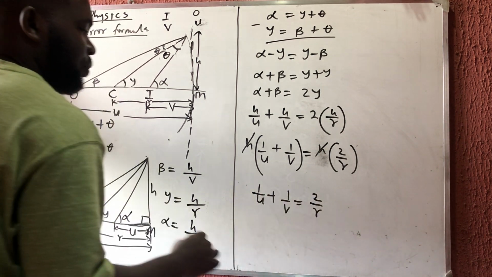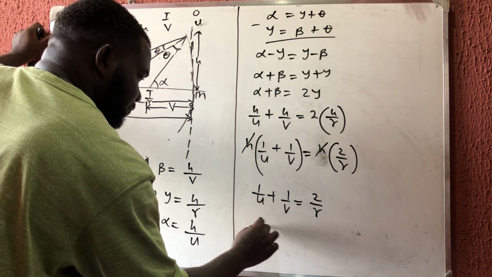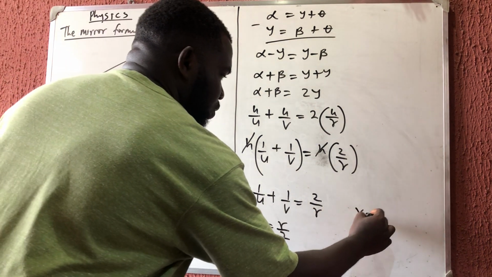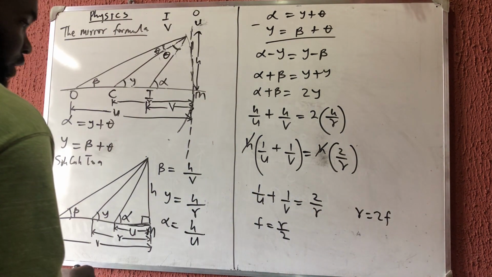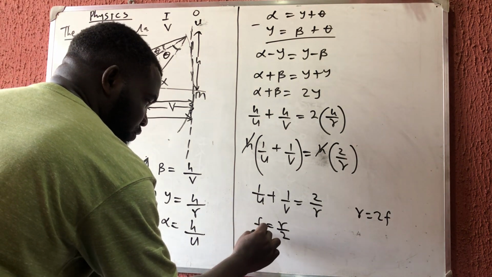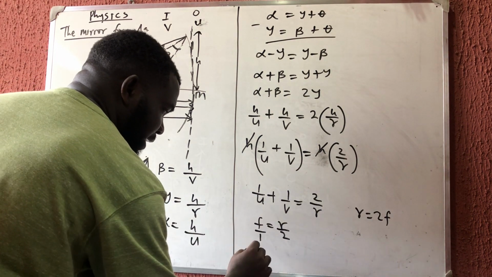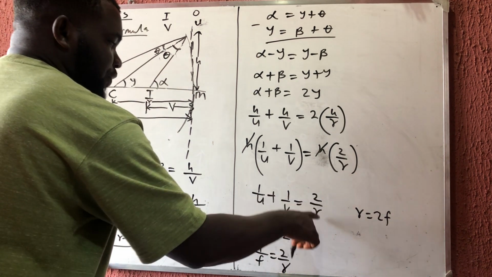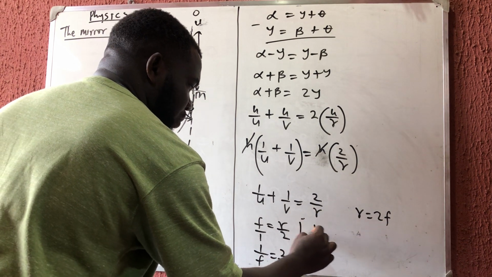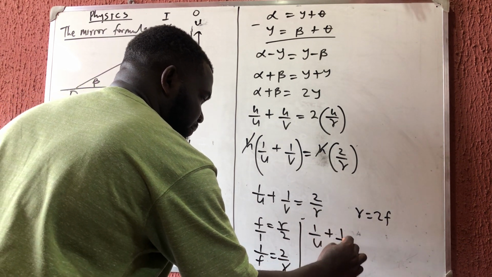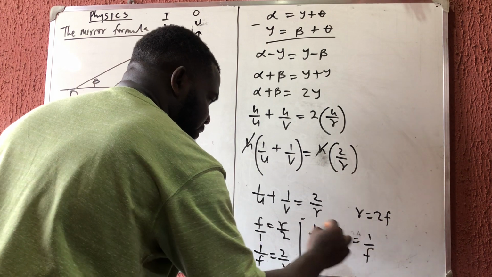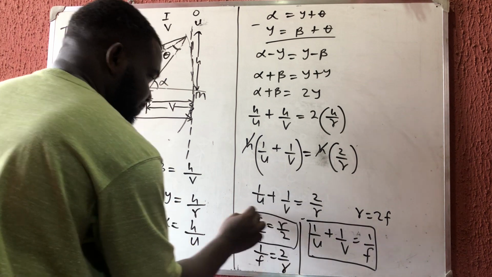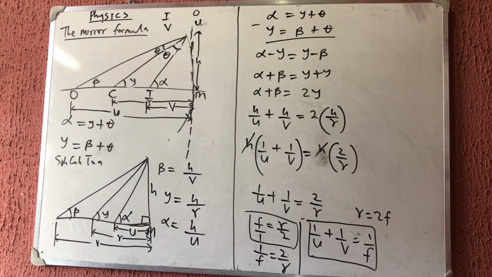But don't forget that your F is equal to R over 2. Don't forget this important formula, that is, your R is equal to 2F. You remember when I said that? Very, very important. So if we turn this upside down, 1 over F means 2 over R. So I have 1 over U plus 1 over V is equal to 1 over F. These are the two most important formulas you need to note: this formula and this formula.